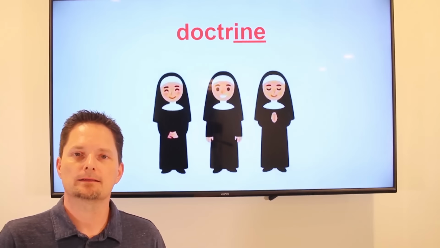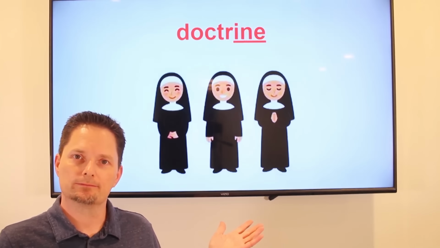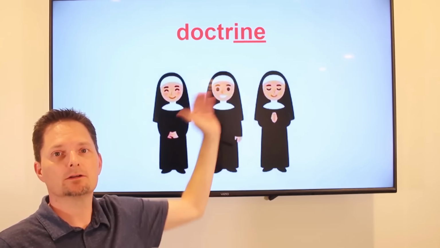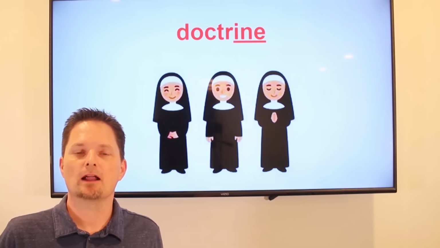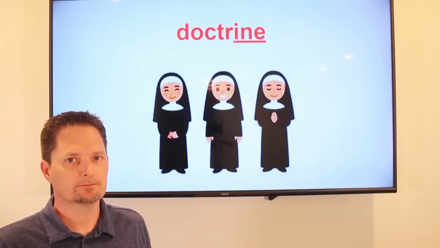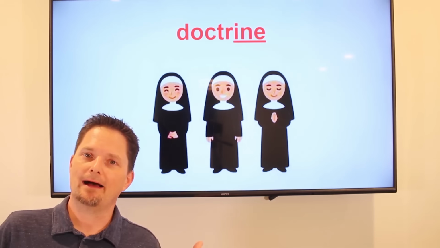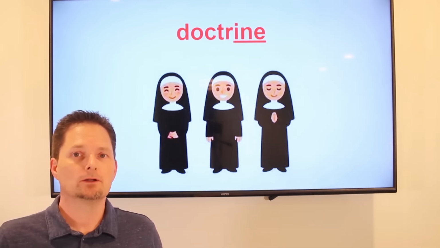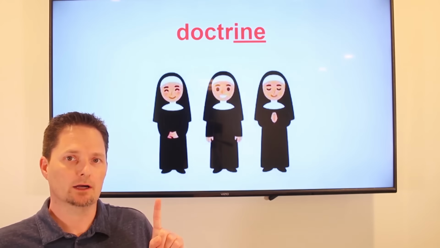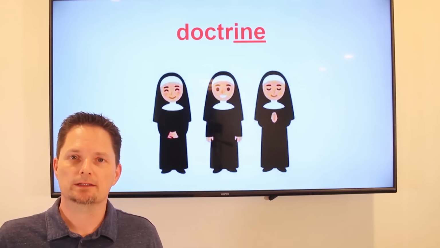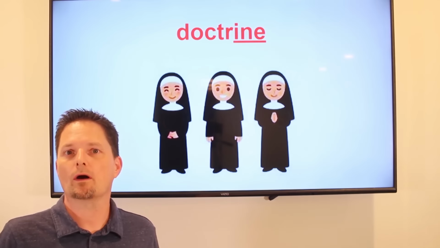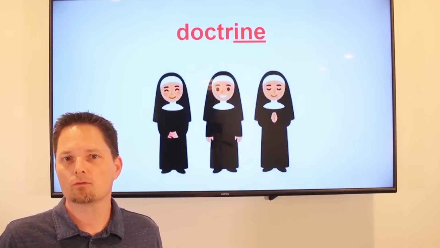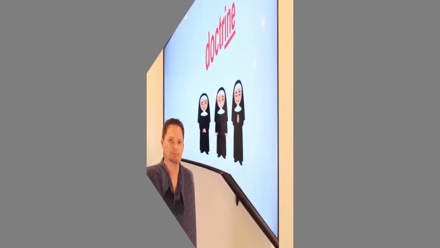Very good. Next, we have doctrine. Remember pronunciation? In. Doctrine. The nuns follow a strict doctrine. Or you can say they have a strict doctrine. Doctrine is countable. A doctrine. They have a strict doctrine. A doctrine is rules for a religion or organization. Their rules are a doctrine.